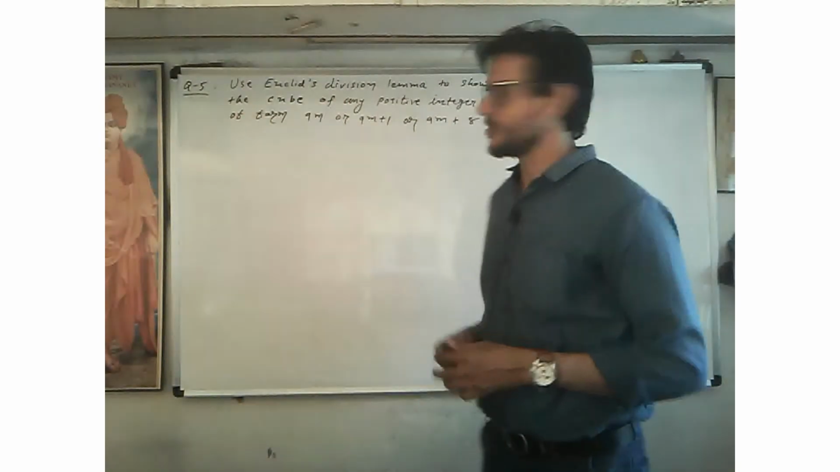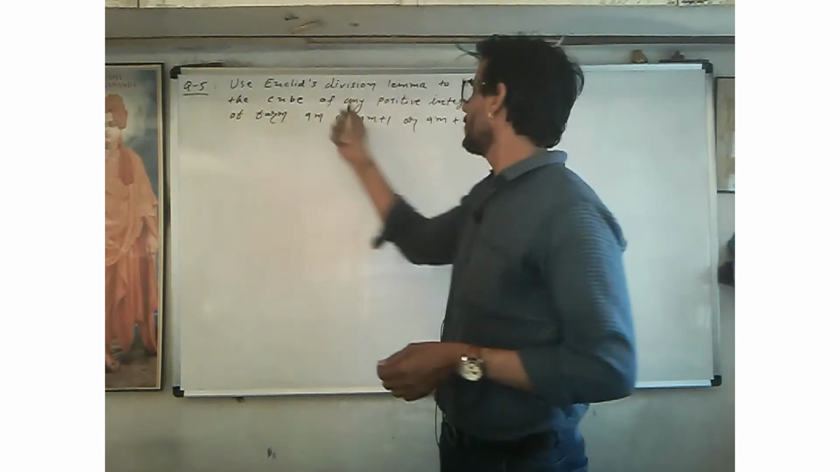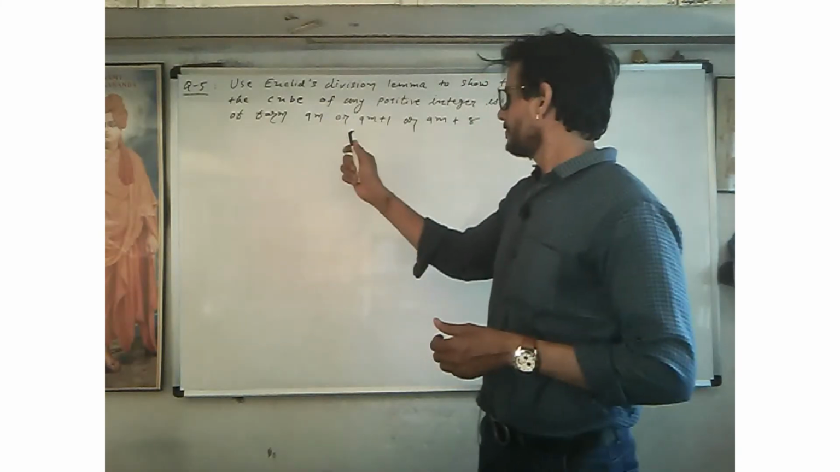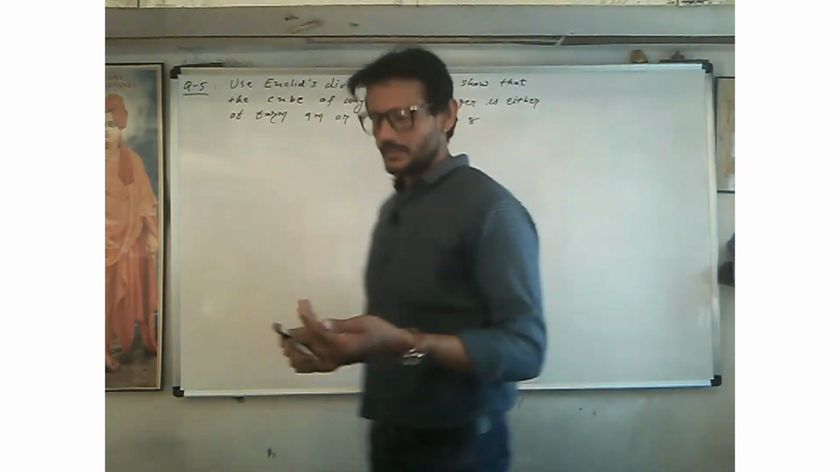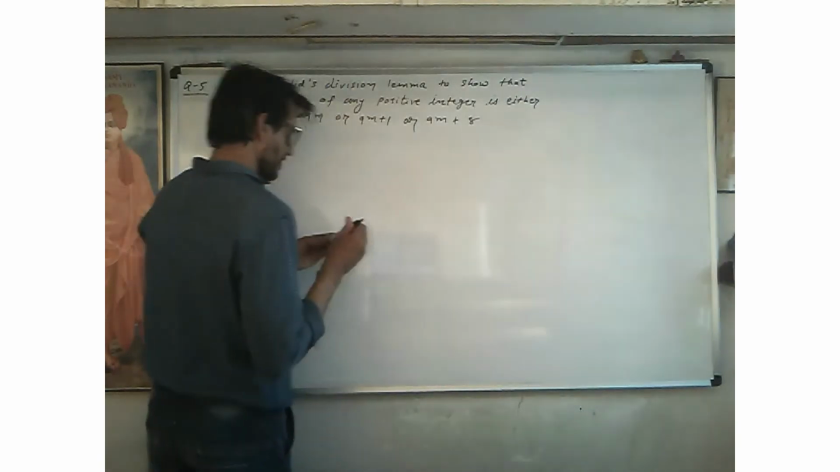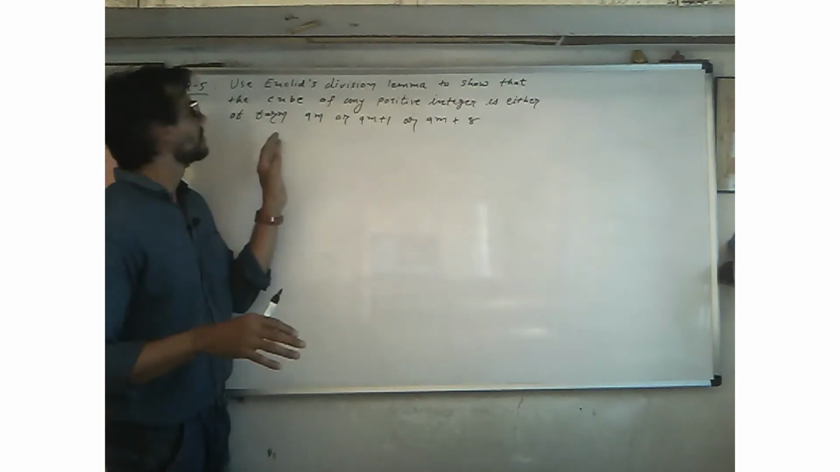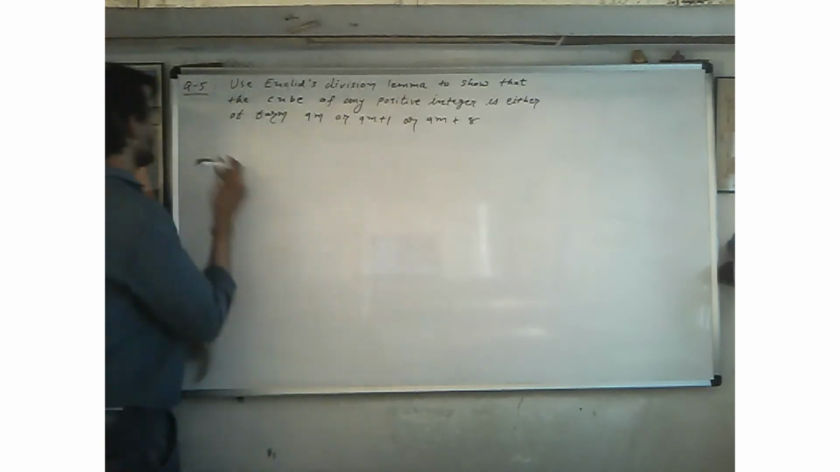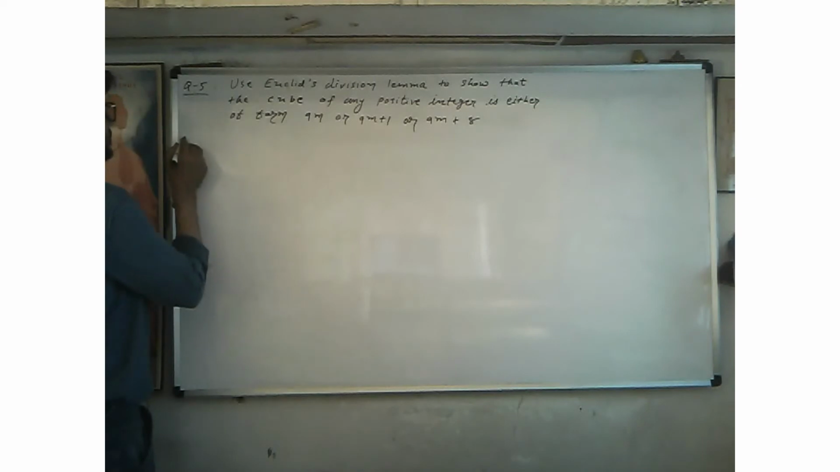Here is our fifth question. Use Euclid's division lemma to show that the cube of any positive integer is either of form 9m or 9m plus 1 or 9m plus 8. Shall we start here? This question is similar to question number 4, as we discussed before. So it's very easy. Solution.